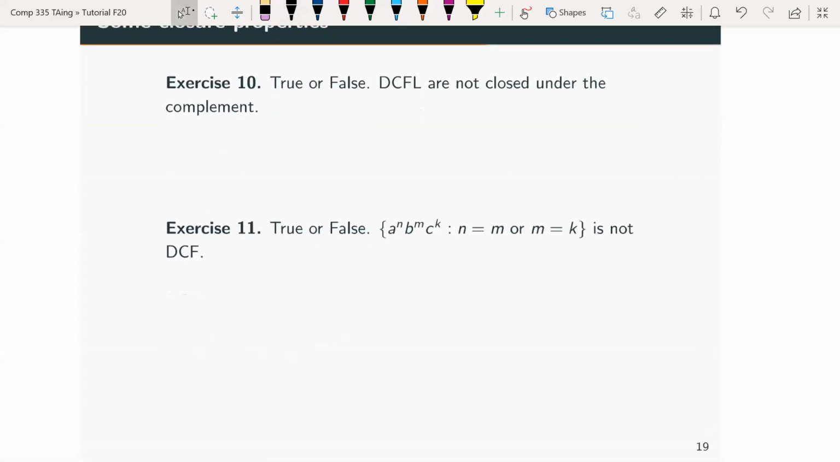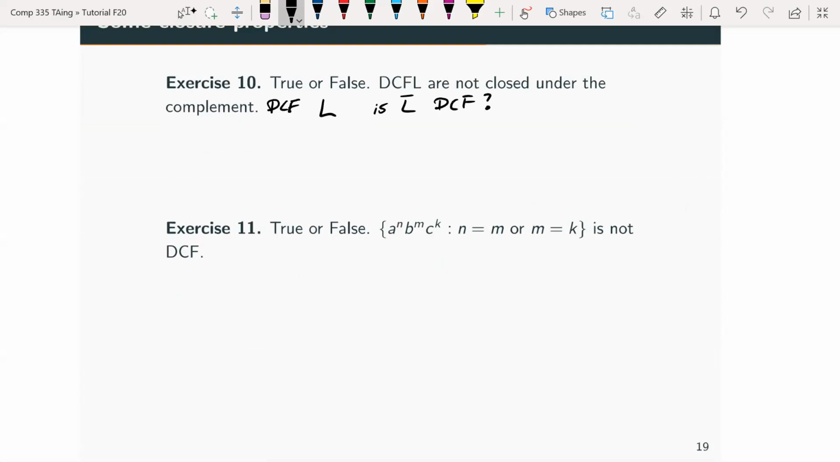So DCFLs are not closed under the complement. So what is it asking? It's saying, suppose you have an arbitrary deterministic context-free language L. So L is deterministic context-free. Is L complement deterministic context-free? Okay, so this is extremely not obvious.